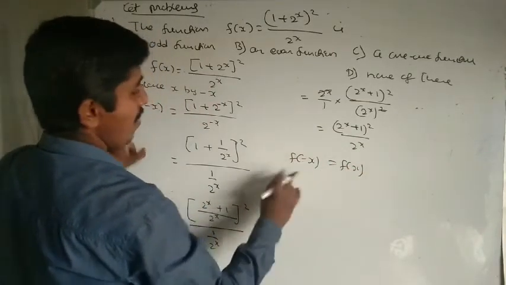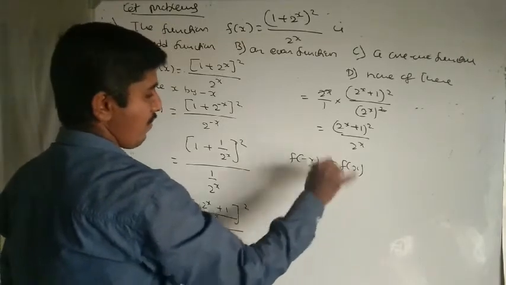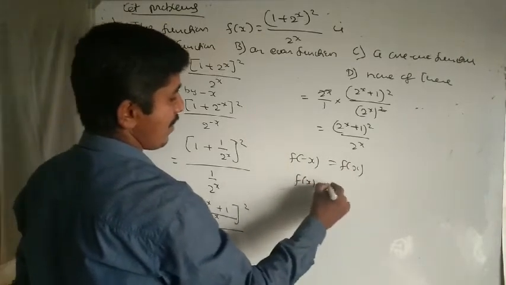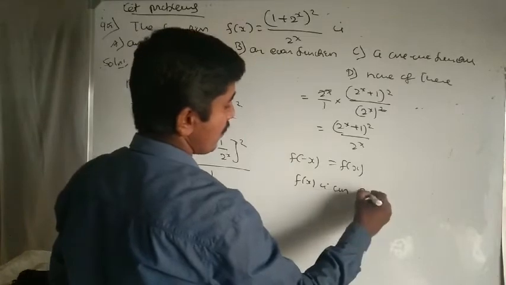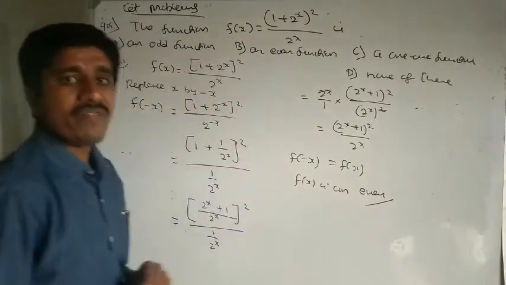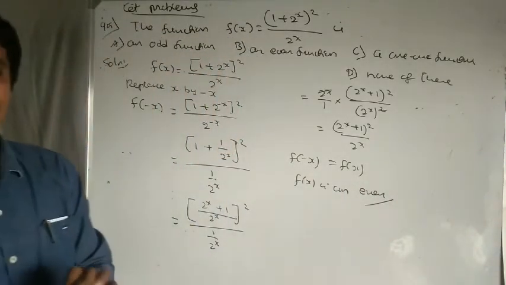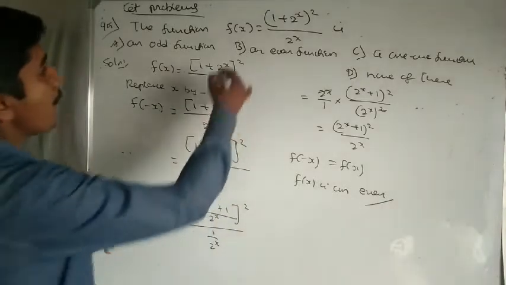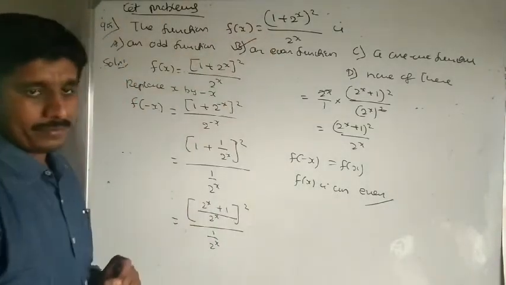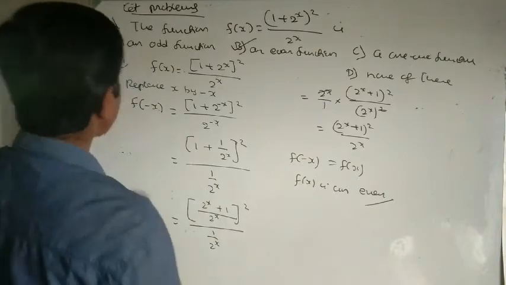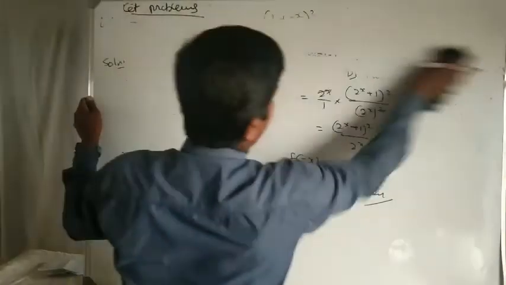F of minus x equals plus f of x, means f of x is an even function. Clearly, B option is the right option. So next, 96th problem.